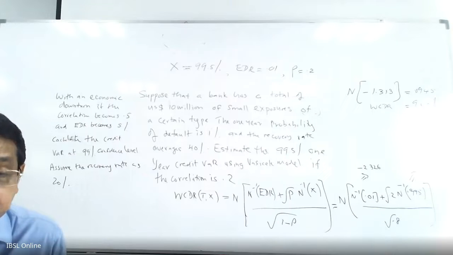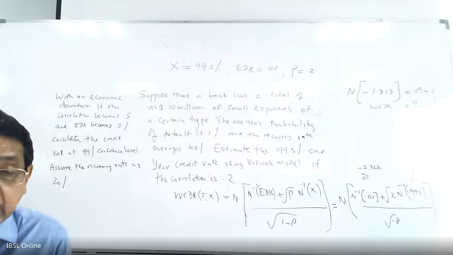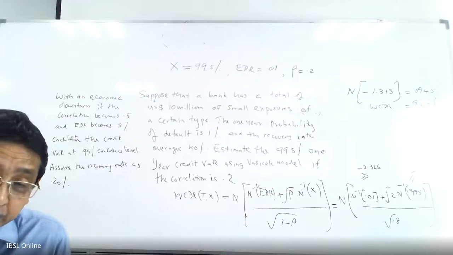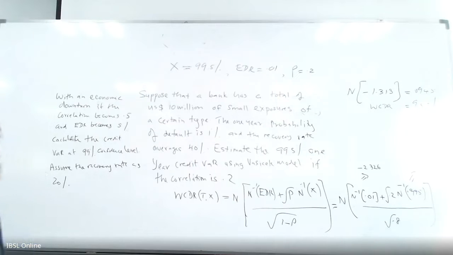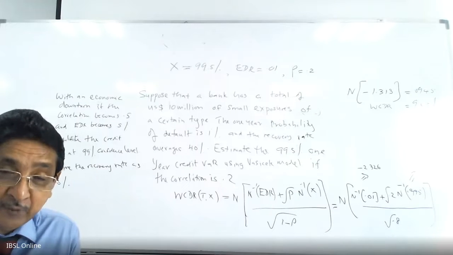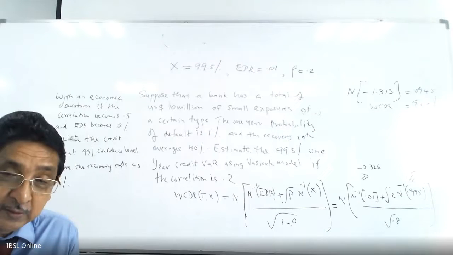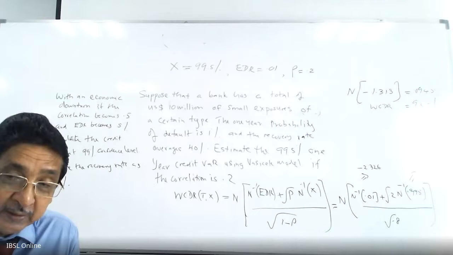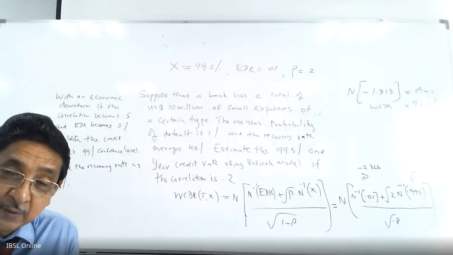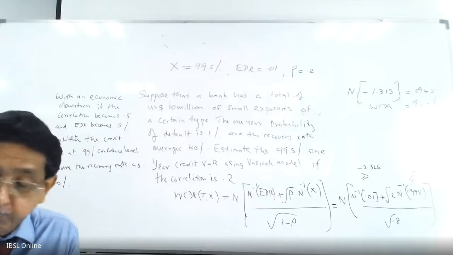Now this is a new situation where the economy has a downturn. As a result, the EDR has gone up from 1% to 5%. Even the recovery rate has come down from 40% to 20%. And we need to calculate the VAR at a confidence level of 99%, not 99.5%. Just check what would be the VAR or the loss at a 99% confidence level. So we will do that now.